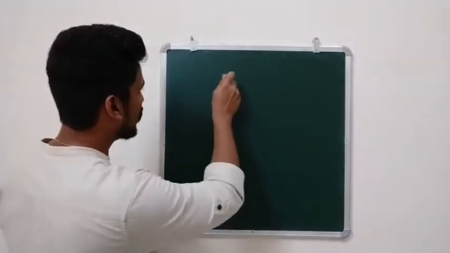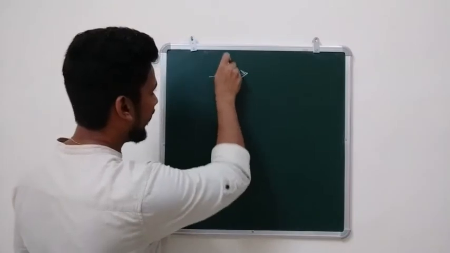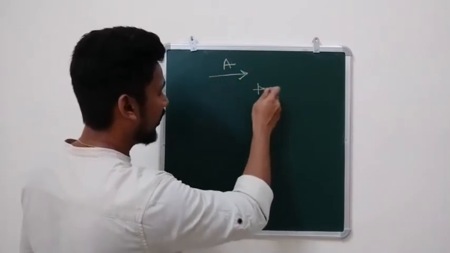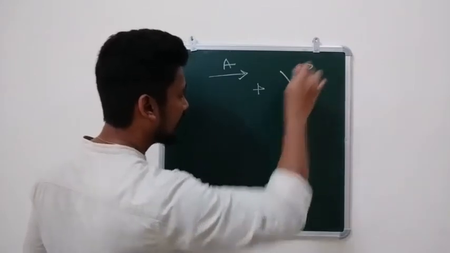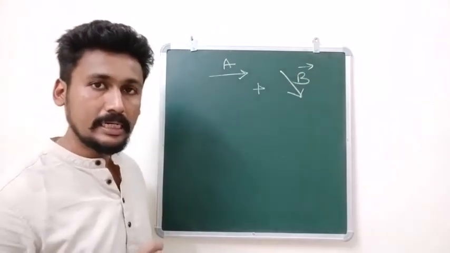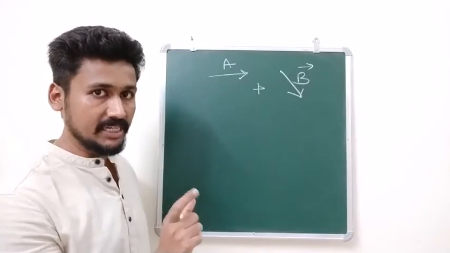Okay, so as usual we will consider one vector A and to this one vector A we want to add another vector. Let me make it like this, another vector B. Okay, so how to do the addition?